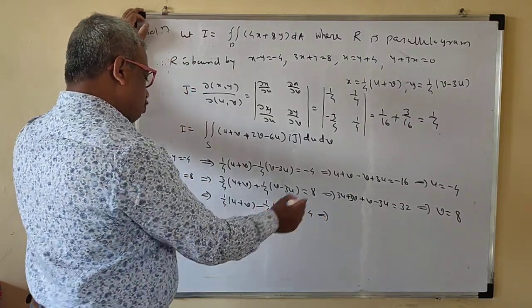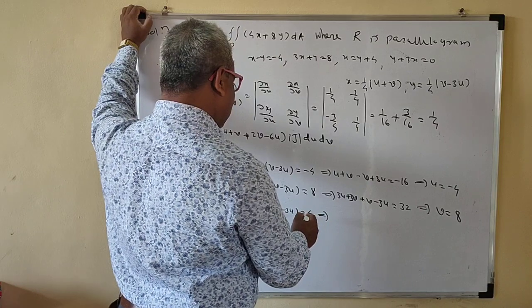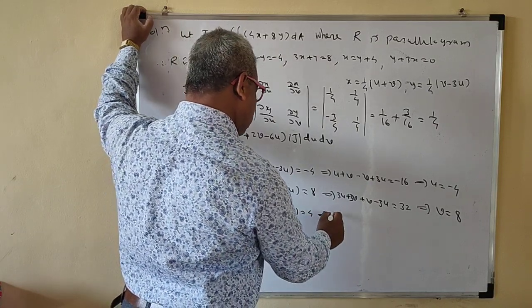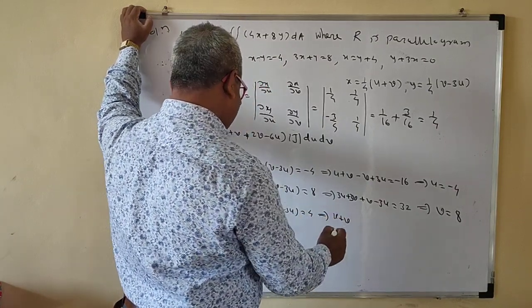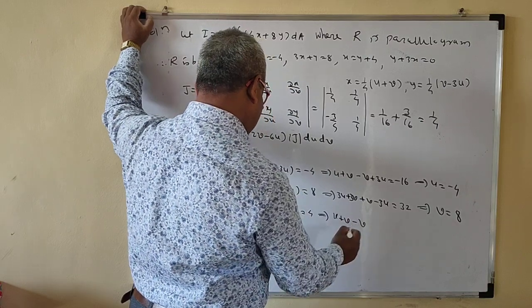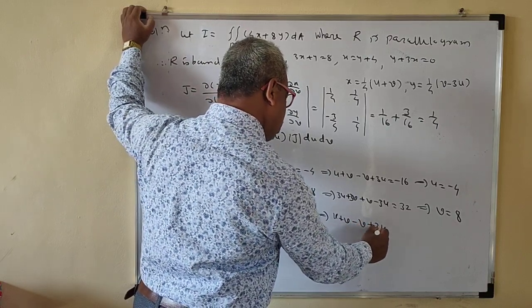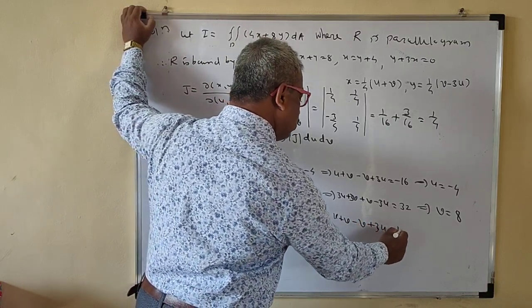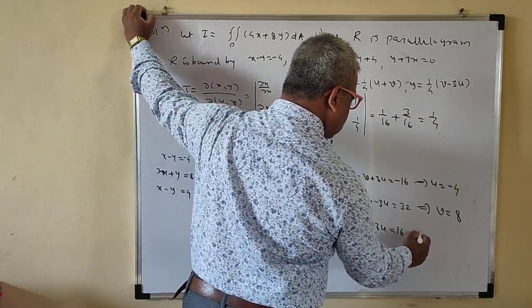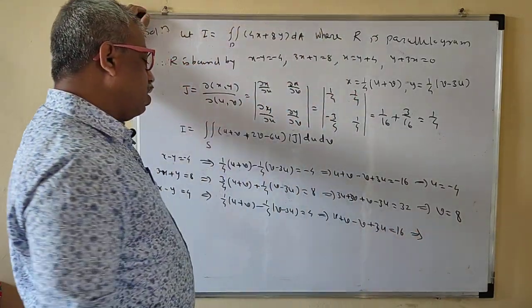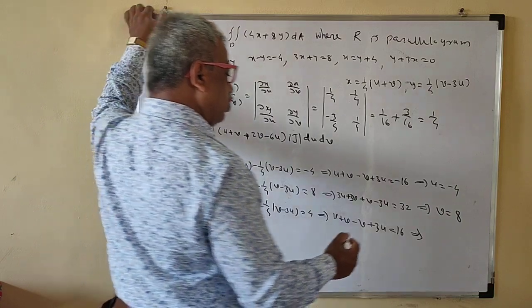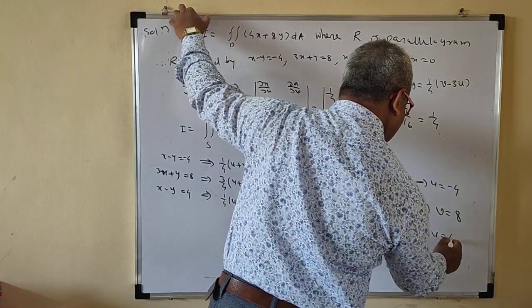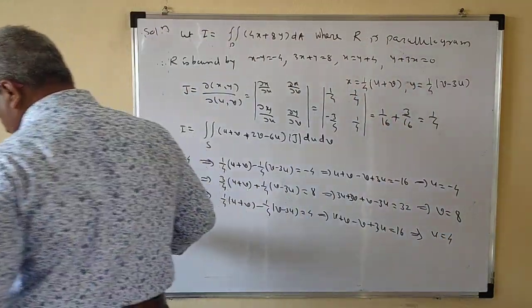This implies that I multiply by 4 now. I multiply by 4. So this is what? u plus v minus v plus 3u is equal to 16. So this implies that, again we will get cancelled. u is equal to 4. u is equal to 4.